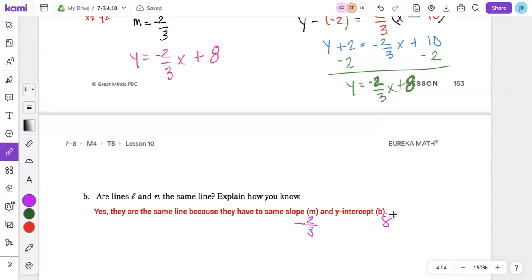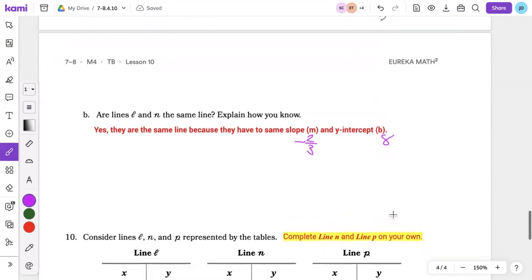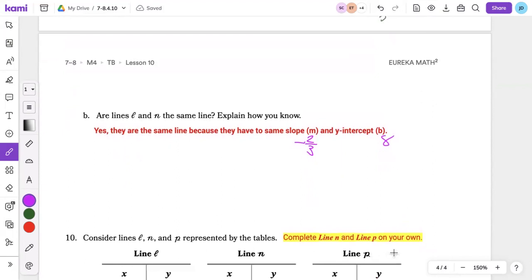And that's going to be the same thing for number 10. You are going to complete number 10 on your own and answer the question, are they the same? Yes or no. And of course, yes, if they have the same slope and y-intercept. No, if one of those things is different.